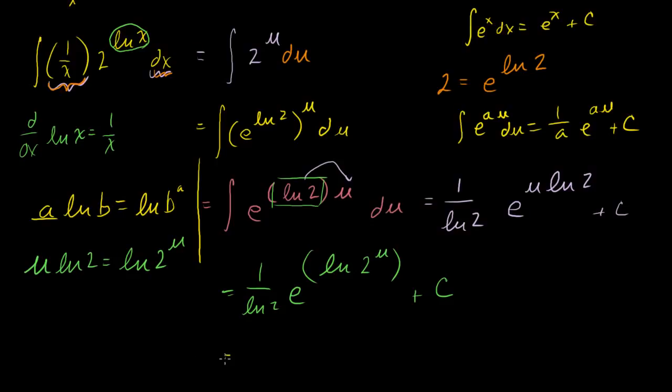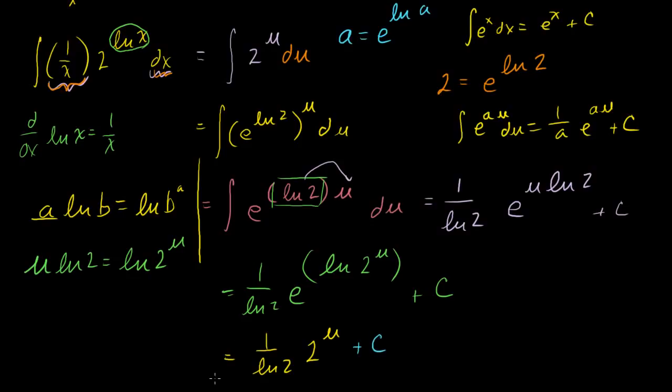So this is going to be equal to 1 over the natural log of 2 times, this simplifies to just 2 to the u. In general terms, I can write any number a as being equal to e to the natural log of a. This is the exponent you have to raise e to to get a. If you raise e to that, you're going to get a. So e to the natural log of 2 to the u is just 2 to the u. And then I have my plus c, of course.